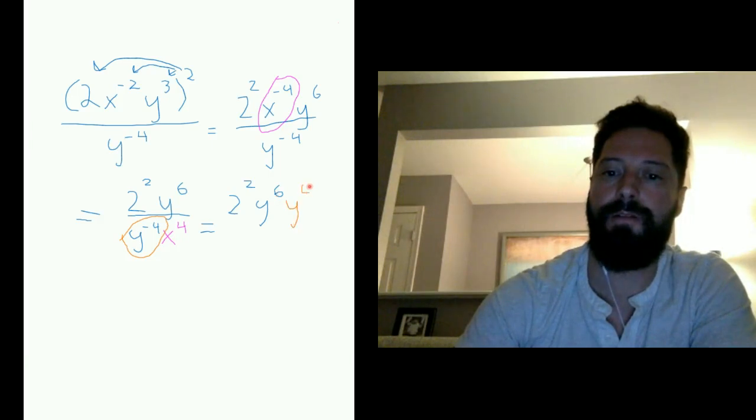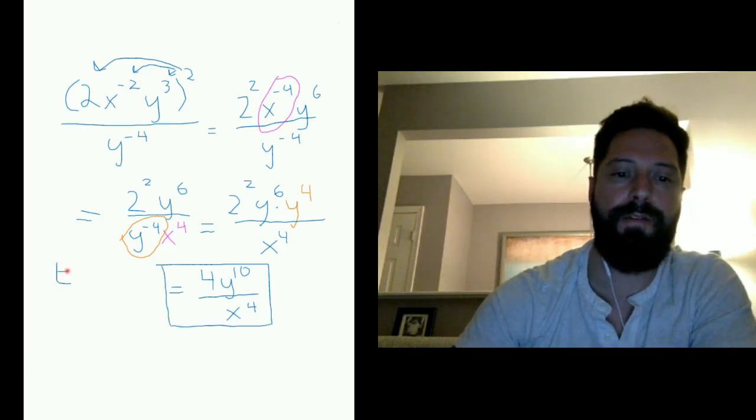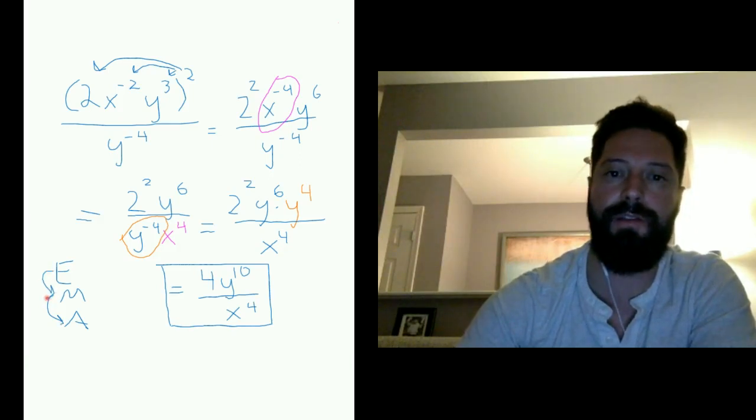And finally, we simplify this whole thing. 2 to the second is 4. Y to the sixth times y to the fourth is y to the 10th. You add, remember EMA, over x to the fourth. Okay, EMA. That means if you're multiplying variables, you add the exponents. If you're raising a variable to another exponent, like here, then you multiply them. All right, I'll open the floor to any other questions at this point too.